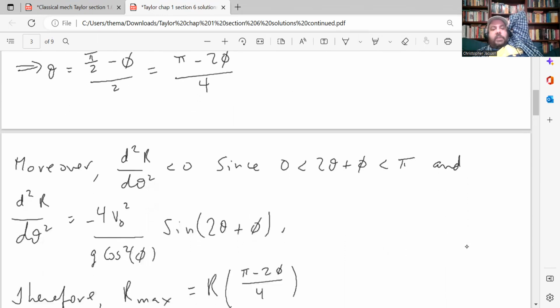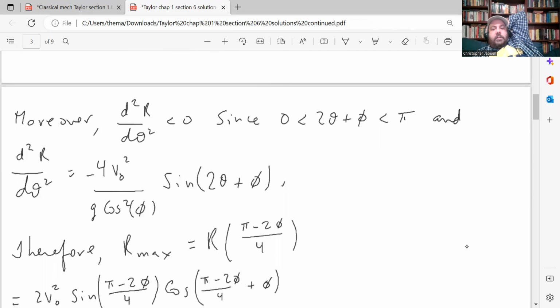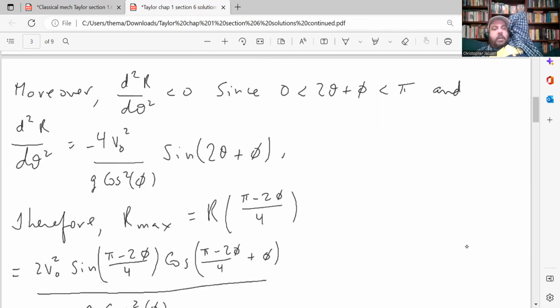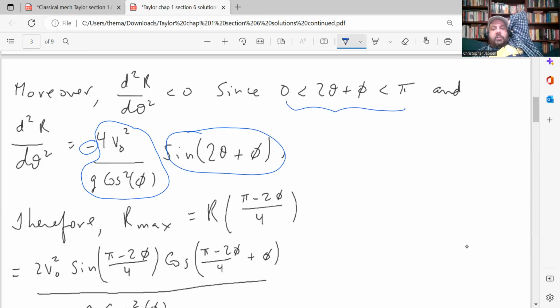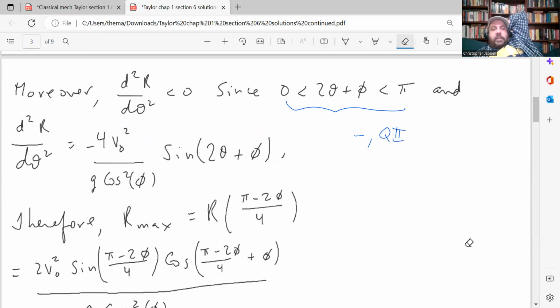Okay, and moreover, if you take the second derivative of r with respect to theta, you get this expression here. And it's always negative because if you look at this expression, here we have a negative sign. This stuff is all positive. And this is also always positive because 2 theta plus phi is between 0 and pi, and that's quadrant 1 and quadrant 2. And if you remember, sine is always positive in quadrant 1 and quadrant 2. So this expression is always negative because of that negative sign, which means that the function that gives you r is at a maximum at that point.